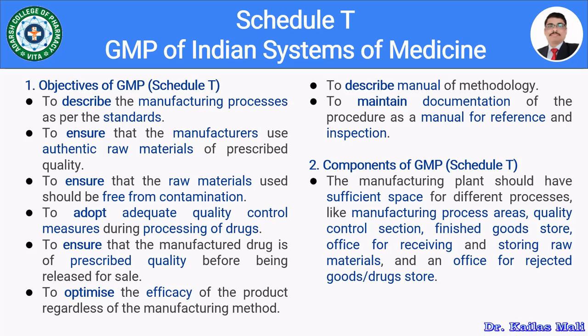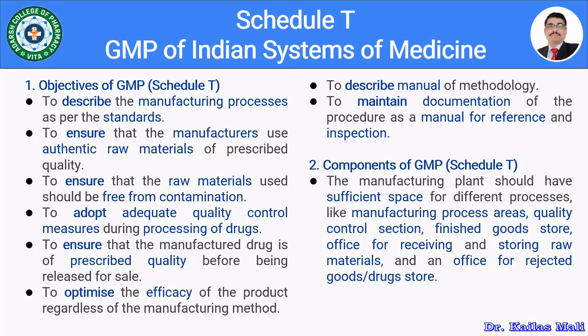Let us see the components of good manufacturing practices. In Schedule T, the manufacturing plant should have sufficient space for the different processes. When we are going for the manufacturing of Ayurveda, Siddha or Unani medicine, it requires sufficient space for the different equipment, quality control, storage, and so on. That is the manufacturing process areas, quality control section, finished goods store, office for receiving and storing raw material, and an office for rejected goods and drug store. So these are the components of the GMP.